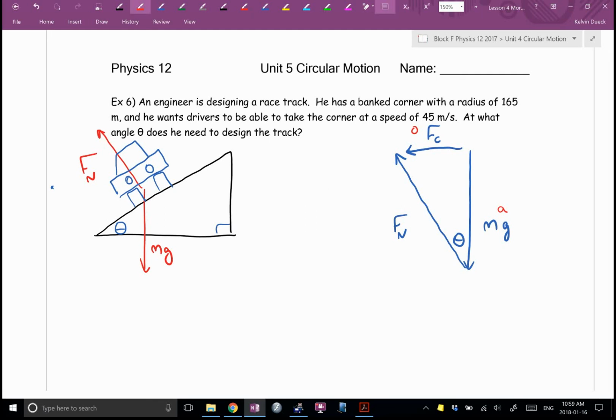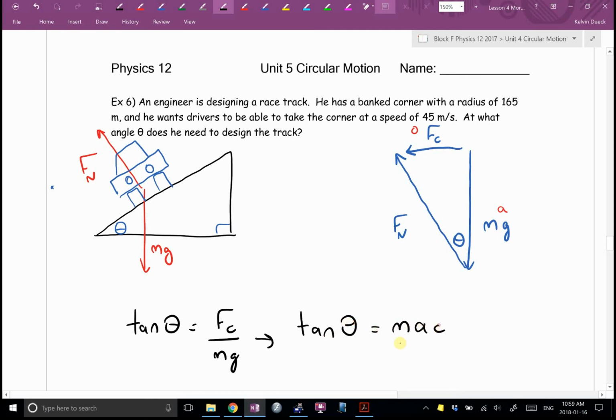Okay. Tan theta equals FC over mg. What am I trying to find, Kieran? Oh, you know what? I'm going to leave the right-hand side. I'll get a decimal, and I'll go shift tan. Although, let's do some substitution here. I get tan theta equals MAC over MG.